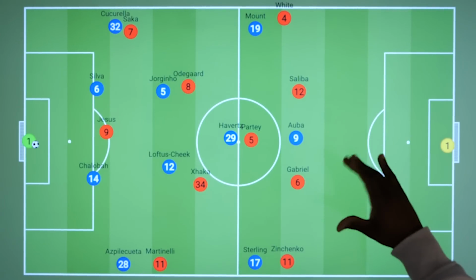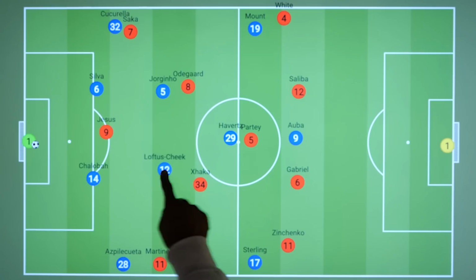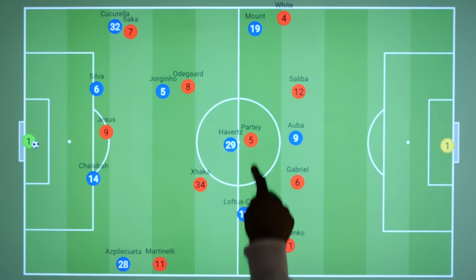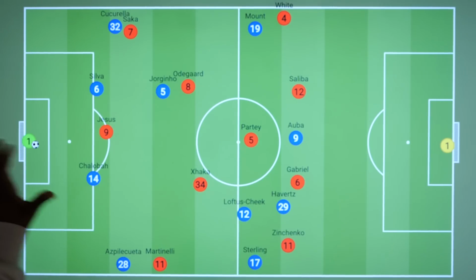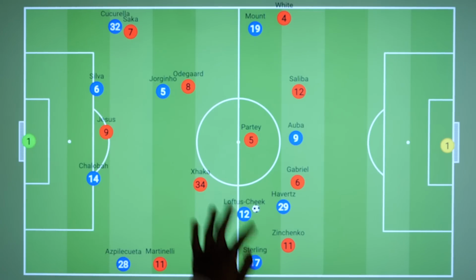3 of the back 4 are centre-backs, who naturally have more height and tend to be better in the air. So Zinchenko was more of a weak spot. This, paired with somebody as tall as Loftus-Cheek in the midfield, as well as Havertz, meant that Chelsea tended to overload this side of the pitch and then look to go long to these men.